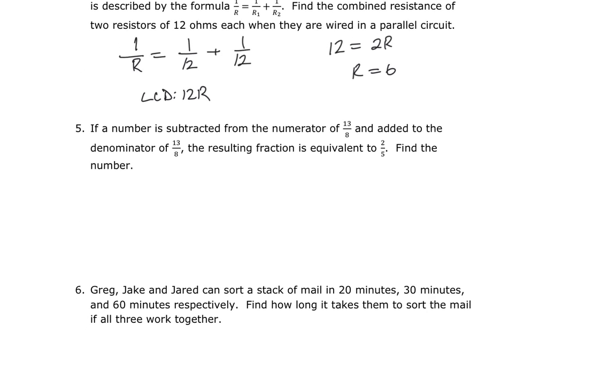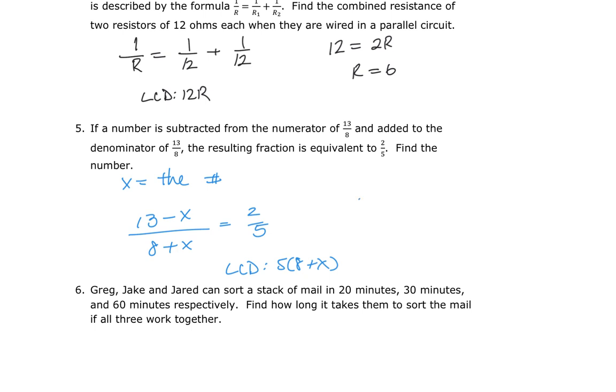If a number is subtracted from the numerator of 13/8 and added to the denominator of 13/8, the resulting fraction is equivalent to 2/5. All right, so x is equal to the number. I have (13 minus x) over (8 plus x), and when I get done, I get 2/5. My LCD is going to be 5 multiplied by (8 plus x).